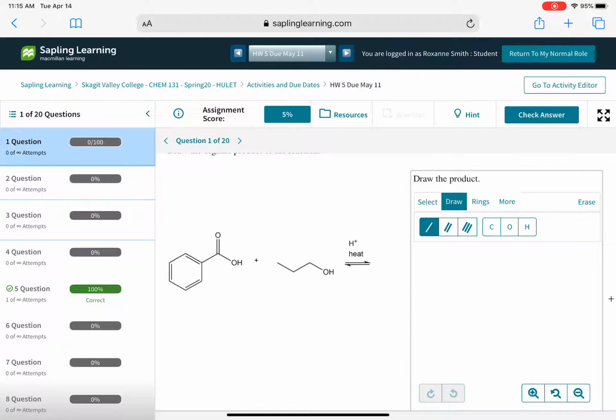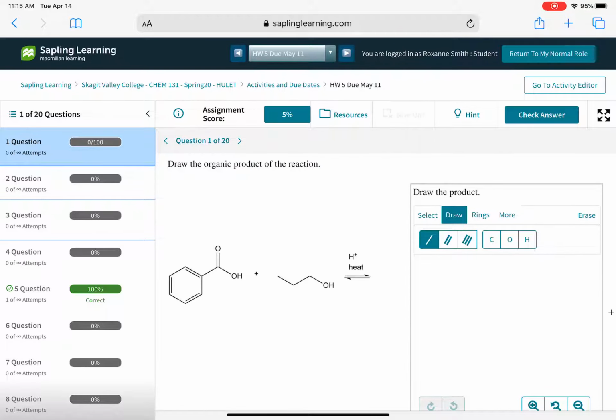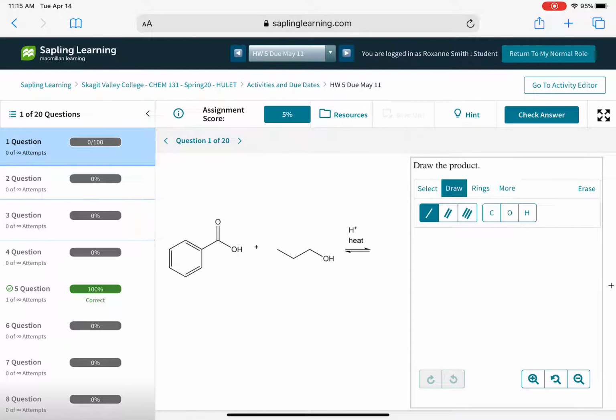Question number 1 is asking you to draw the product of the reaction between a carboxylic acid and an alcohol, and this is the stuff that we did in 17.8. So you shouldn't have any trouble drawing the product of this reaction. And it does say just the product, singular.